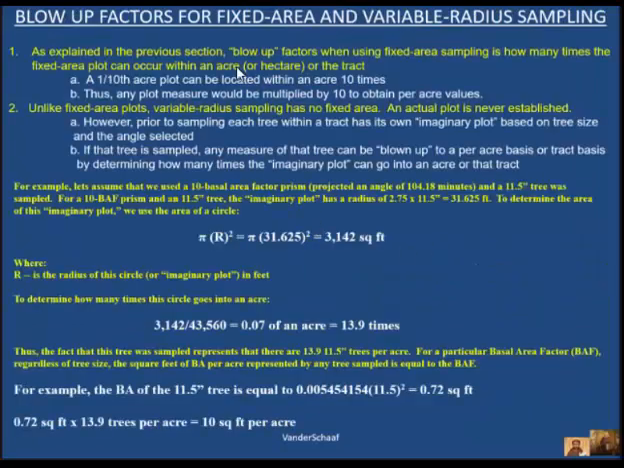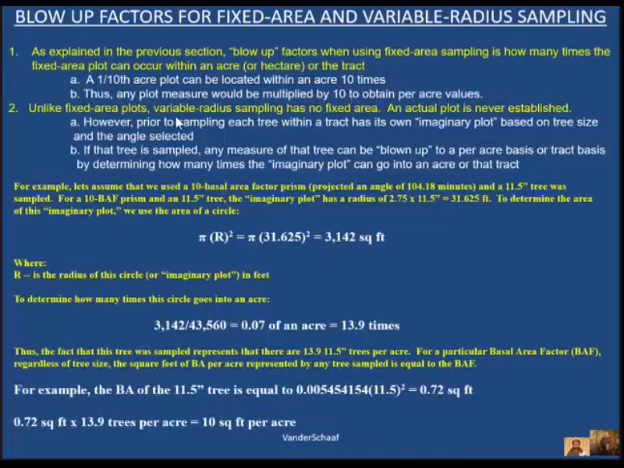So as explained in the previous section or slide, blow-up factors when using fixed area sampling is how many times the fixed area plot can occur within an acre or hectare if we're using metric, or the tract or forest if we're blowing up to something larger than an acre. So for instance, a 1/10 acre plot can be located within an acre 10 times. It's 1/10 of an acre. Thus, how many times can a 1/10 of an acre area be established in an acre? Well, 10 times.